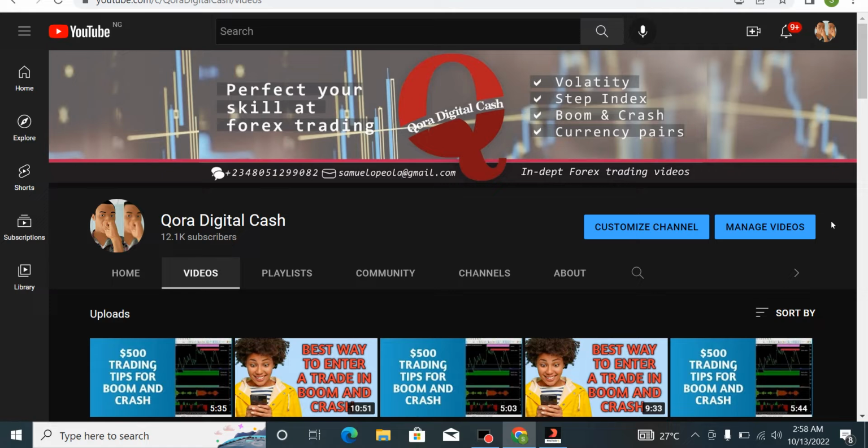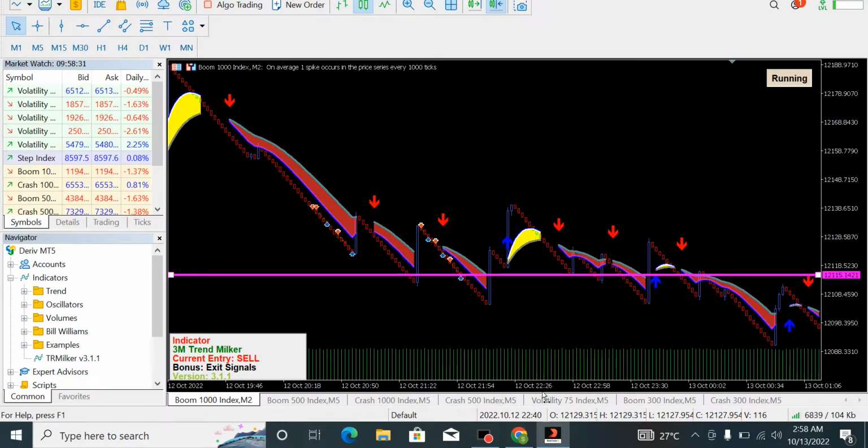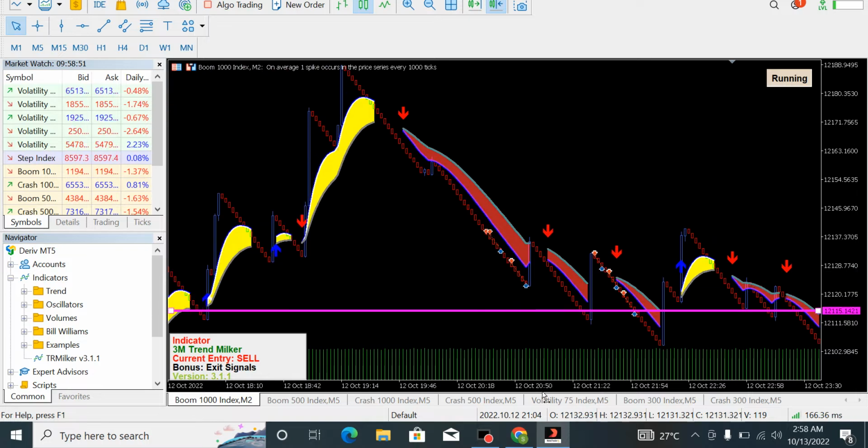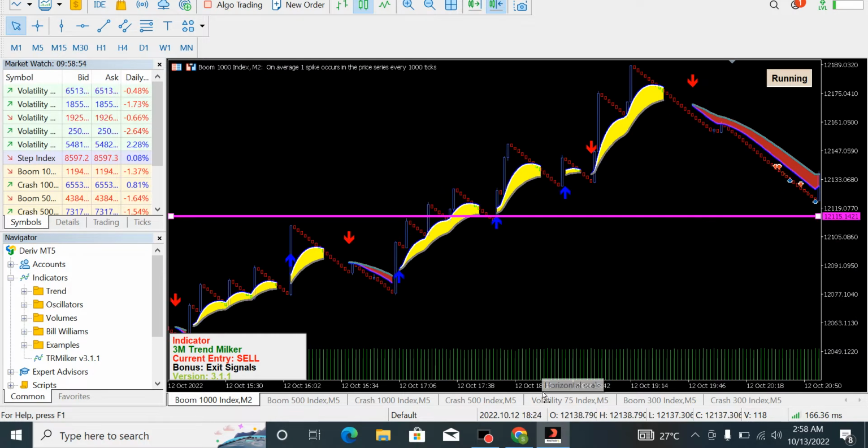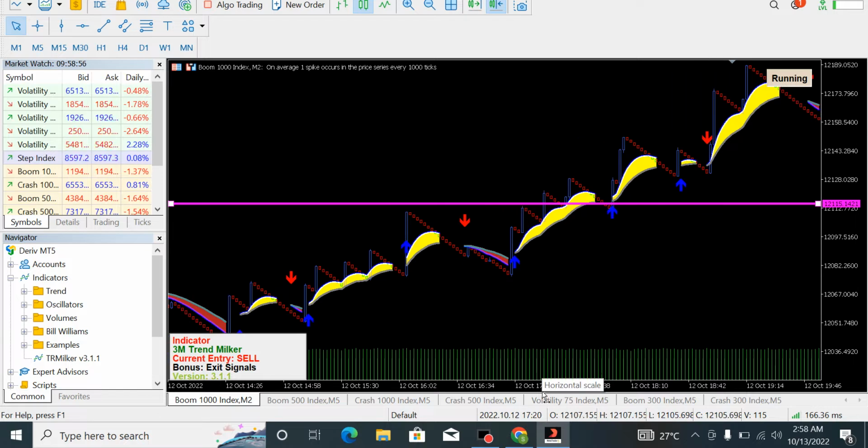So quickly, let's go straight into what we have right here. We will be looking at the best way to enter a trade. Like I always tell you, the trend is always very vital when you are trading, most especially when you are trading synthetic indices. When you know everything that has to do with it, then you should be able to milk the market successfully, without any hiccups. So you know when it is wrong for you to go into the market, and you know when it is right for you to go into the market.